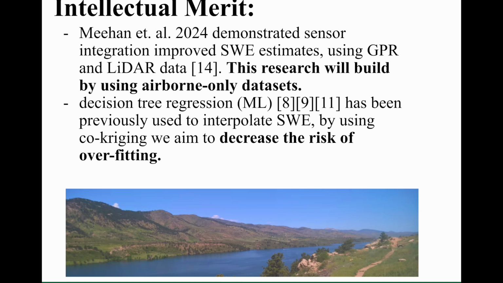However, our study extends this research by using airborne-only datasets, making it applicable for future satellite missions to enable global SWE monitoring. Secondarily, unlike decision tree-based machine learning, which has been used in a variety of previous studies for interpolation, the choice to use Bayesian co-kriging is motivated by reducing the risk of overfitting, and co-kriging works well with sparse geospatial datasets that are spatially correlated.